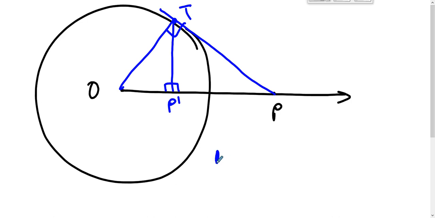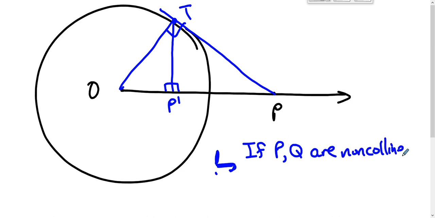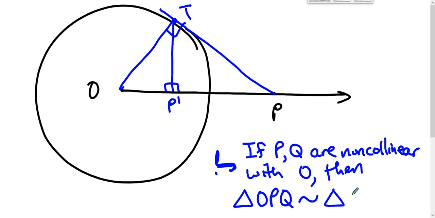So, second important side note here. If P and Q are non-collinear with the center of the circle, then triangle OPQ is similar to triangle OQ prime P prime, where Q prime and P prime are the images of Q and P after Euclidean inversion in circle O. This is an important result to have in our back pocket. We are going to need it.